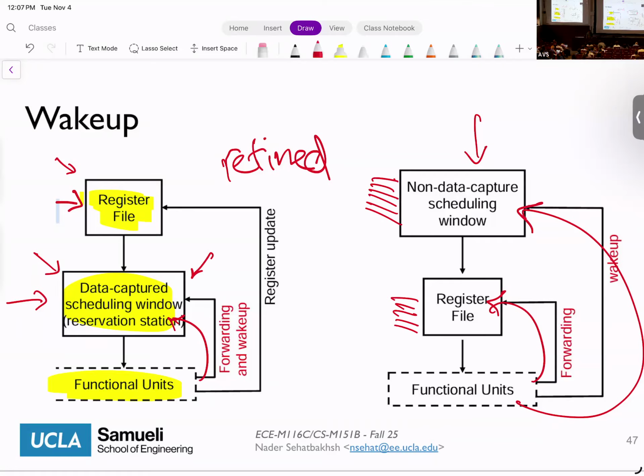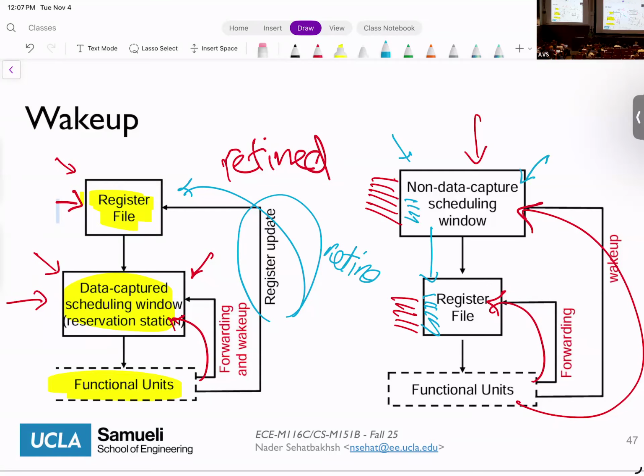This is usually what we call a data capture scheduling window. By the way, here you also need to update the registers, but this update happens only at the retire stage, so you only update the register file at retirement. The other option is the non-data capture scenario, where you have your reservation stations here, and then you actually read the values from your register file. In this case, the wake up still happens in the reservation station.